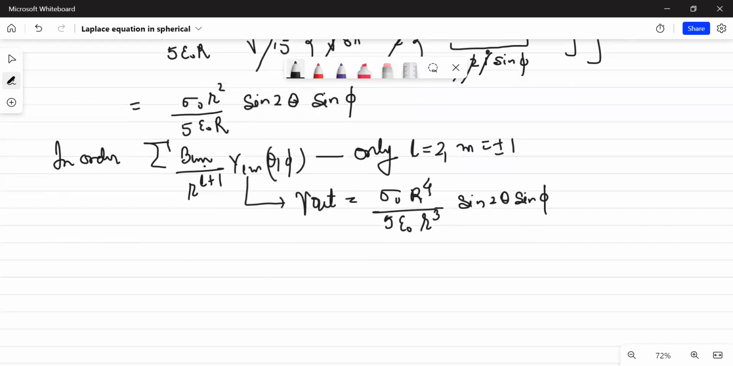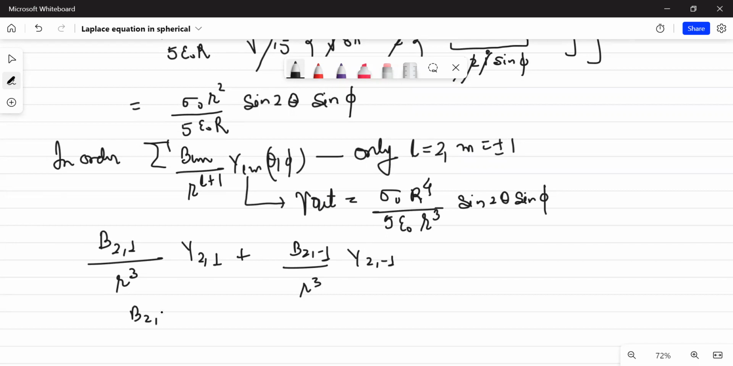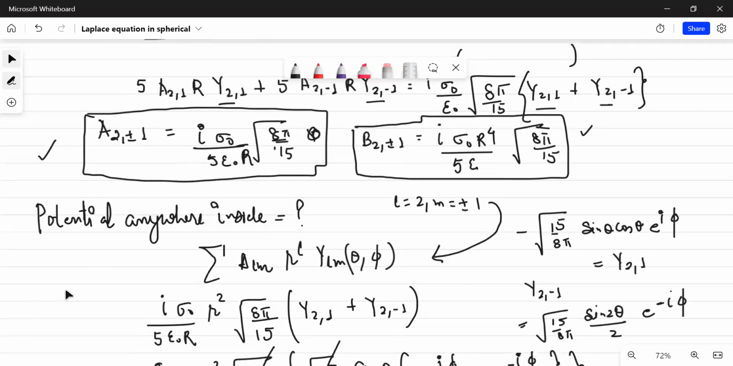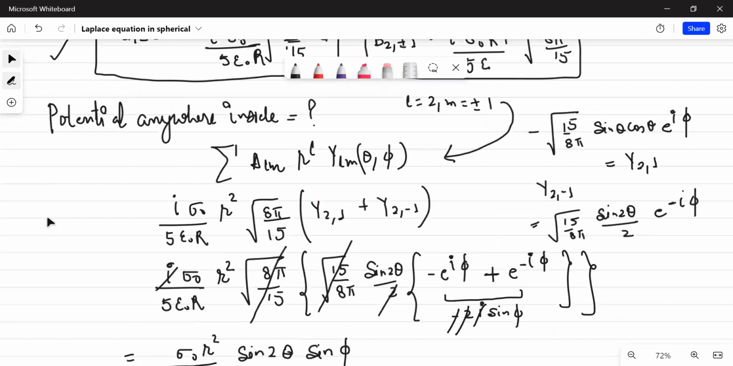So what I'll do, I'll expand this term. So I'll get B_21 divided by r cube, and this will be Y_21, and then again B_2,-1 divided by r cube, and this will be Y_2,-1. Let us first write this term. So B_21 and B_2,-1, they were both the same. If you remember, I had shown that B_21 and B_2,-1 are similar, so I've written this in compact form in this way.